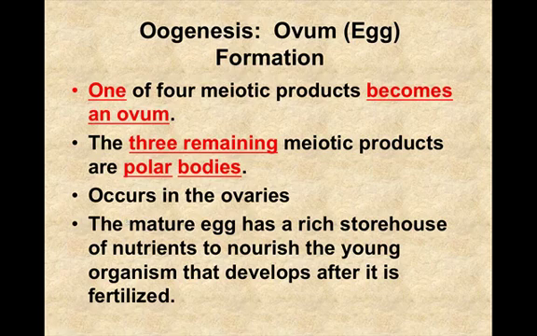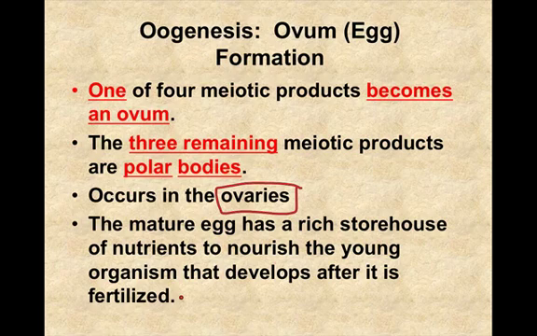So oogenesis, ovum means egg. 1 of the 4 meiotic products becomes an ovum. The 3 remaining meiotic products are called polar bodies. Now, this particular process occurs in the ovaries, and the mature egg has a rich storehouse of nutrients to nourish the young organism that develops after it has been fertilized.